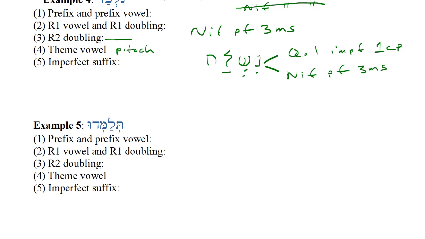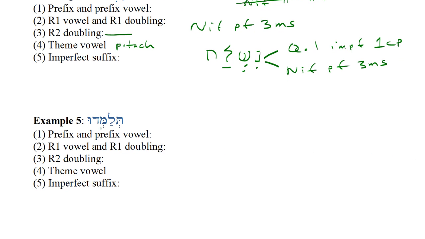Okay, let's work on one more here. We'll come down to example 5. We have talamdu. Talamdu. Our prefix and prefix vowel, the vocal shva points to piel or pual. The R1 vowel being patach confirms piel. We can eliminate pual. There is no R1 doubling. That's not a factor for piels typically. And we also notice that there is R2 doubling, which we would expect for a piel.